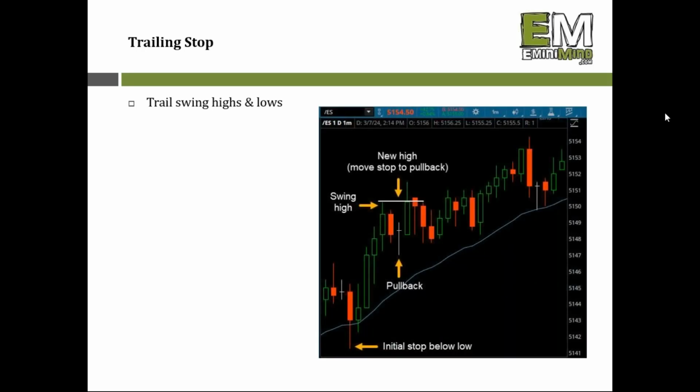So a couple things you can do to trail your stop, and again, this could be for this strategy or any other strategy. I use the same approach. There's a couple basic things you can do. You could just resort to trailing each bar right off the bat.